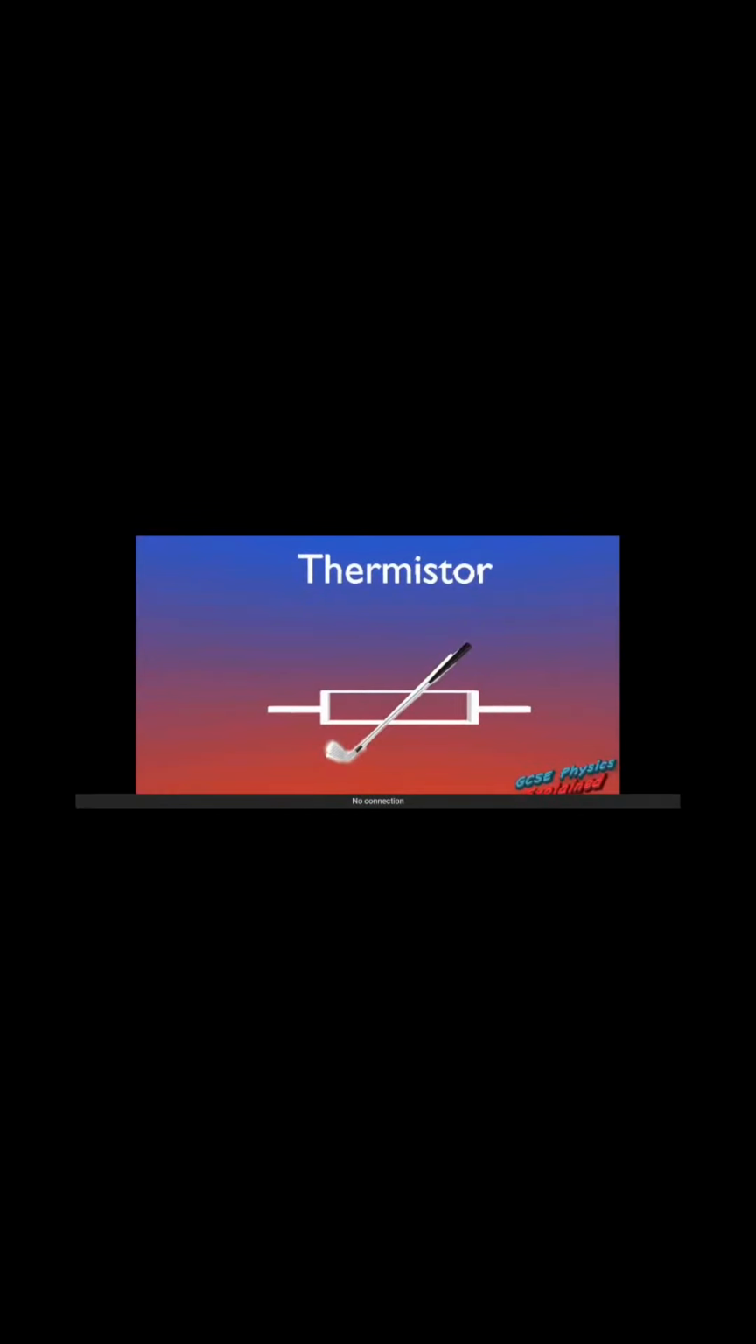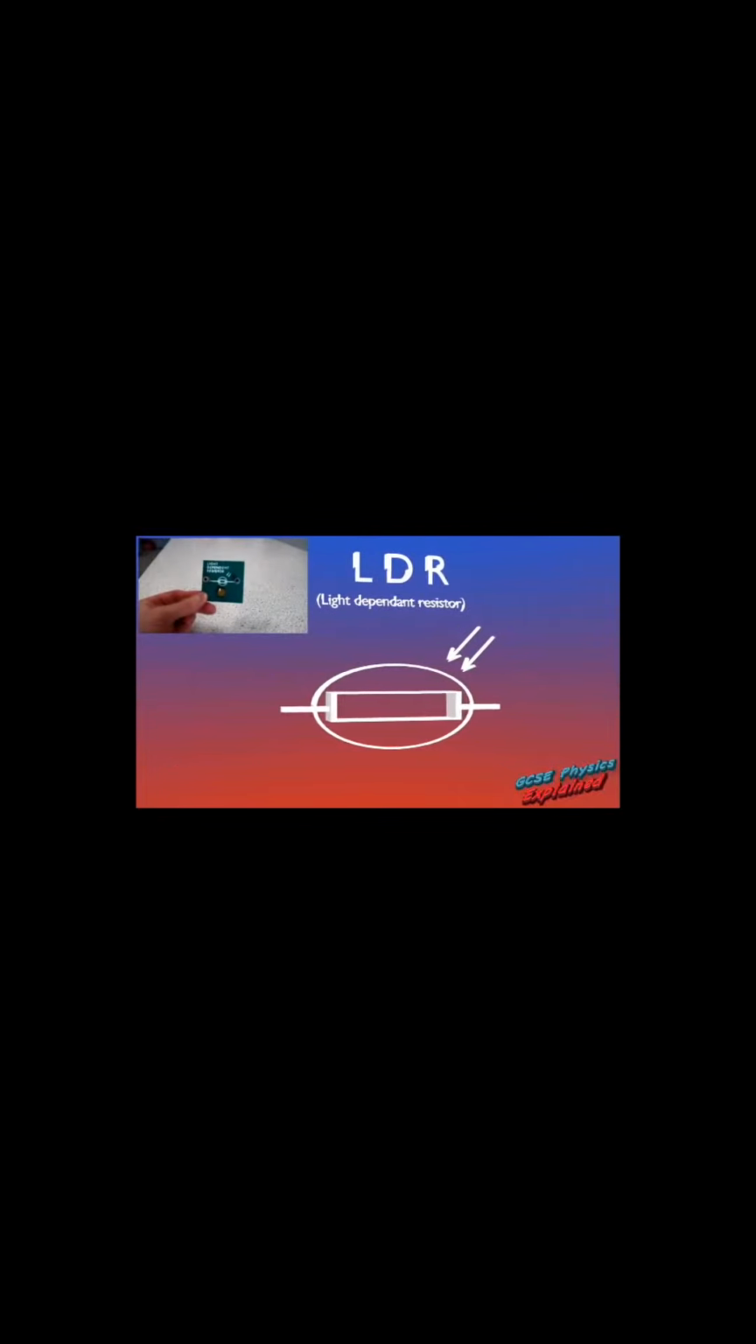Thermistors are used as a heat sensor. They are resistors that change their resistance as the temperature changes. This is the LDR, and LDR is a light sensor. It's a resistor that changes its resistance when the light changes.